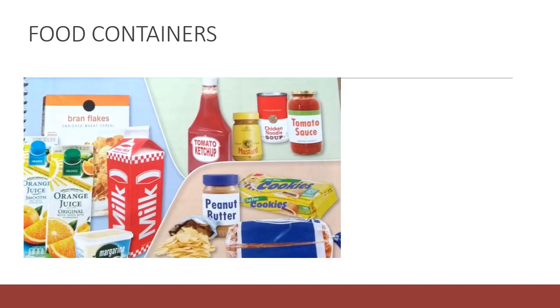Food containers. Okay, so we are going to check one by one the food containers. The first one, here we have a carton of juice. We can have a carton of milk also. And remember that also the milk and the juice can come in bottles. Then we have a box of cereal. Cereals come in a box.